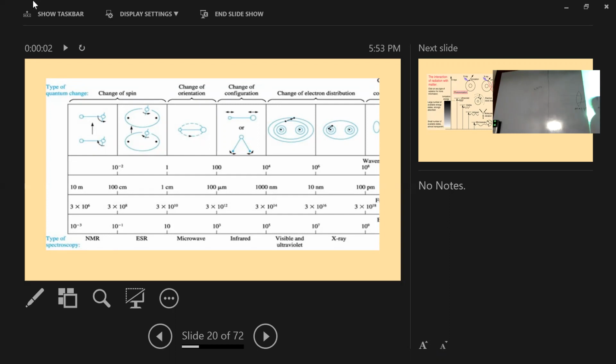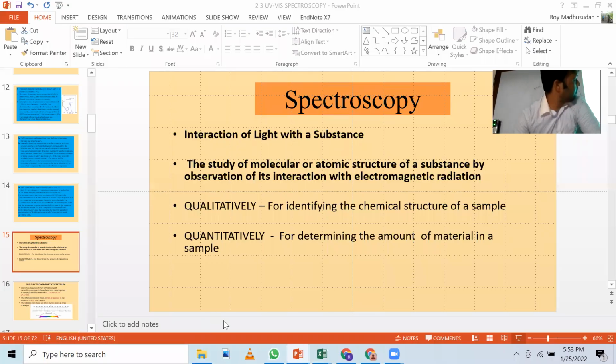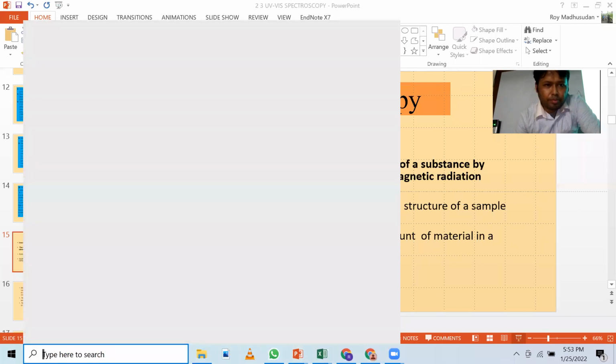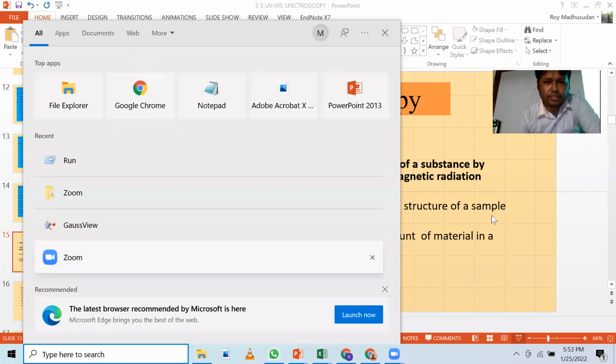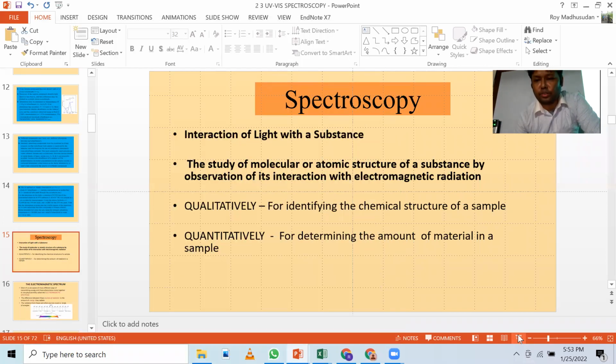So if I draw it, this is N, this is. So maybe I can try if I can show you. Oh, maybe no, not possible. Anyway, I don't want to, because we do not have more time.